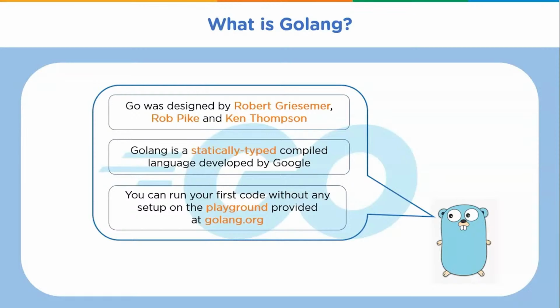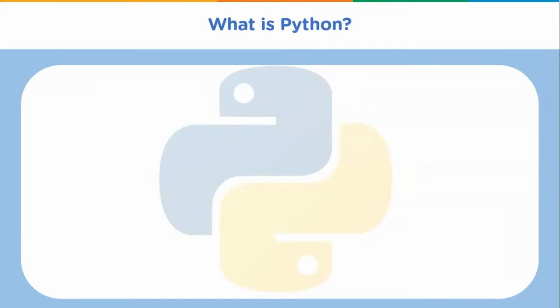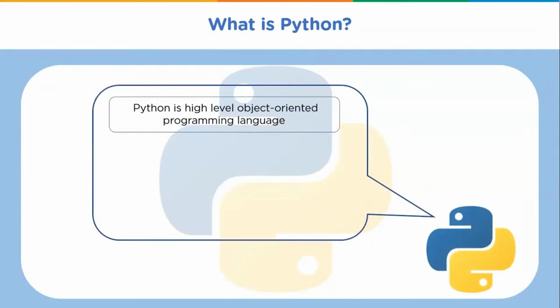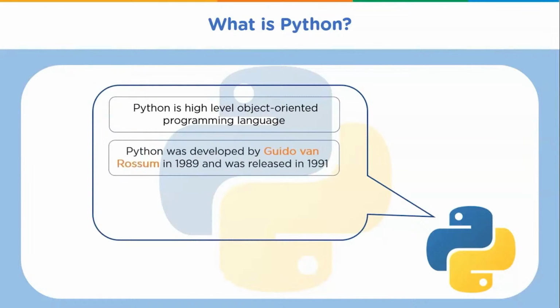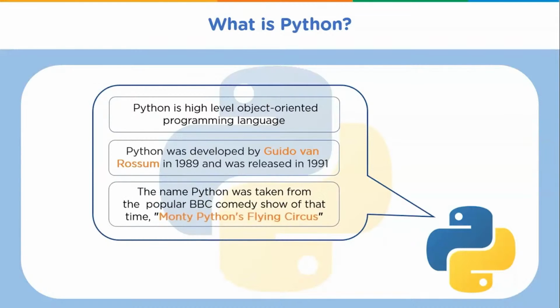Now, let's get an introduction about what is Python. Python is a popular, in-demand, general-purpose programming language with straightforward syntax. Python was developed by Guido van Rossum in 1989 and was released in 1991. Python's name was taken from the popular BBC comedy show Monty Python's Flying Circus. Now, we are familiar with both the languages. Let's get down to comparing them. We will compare both the languages on various parameters.